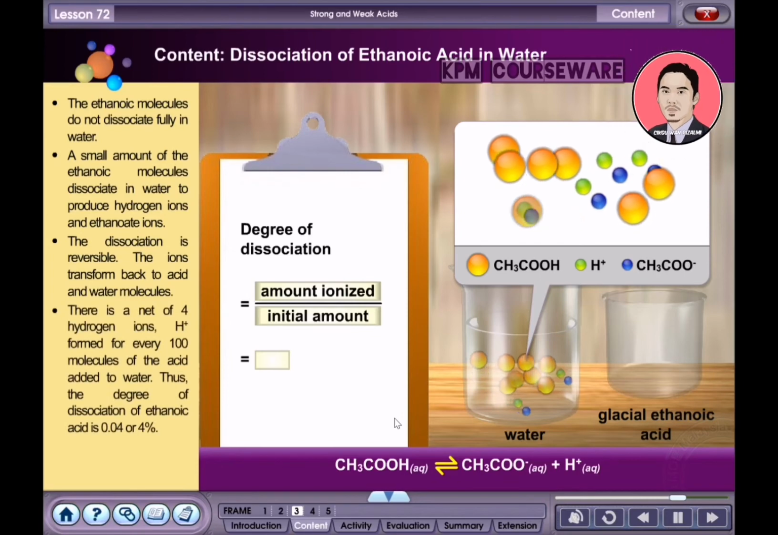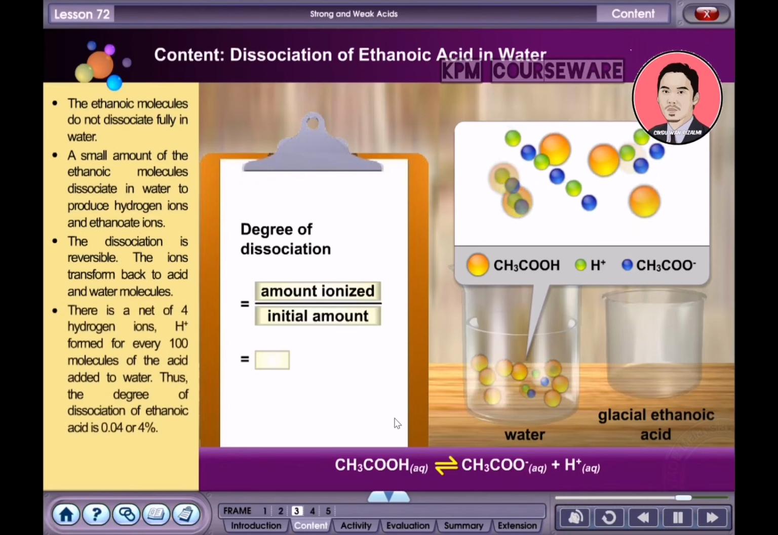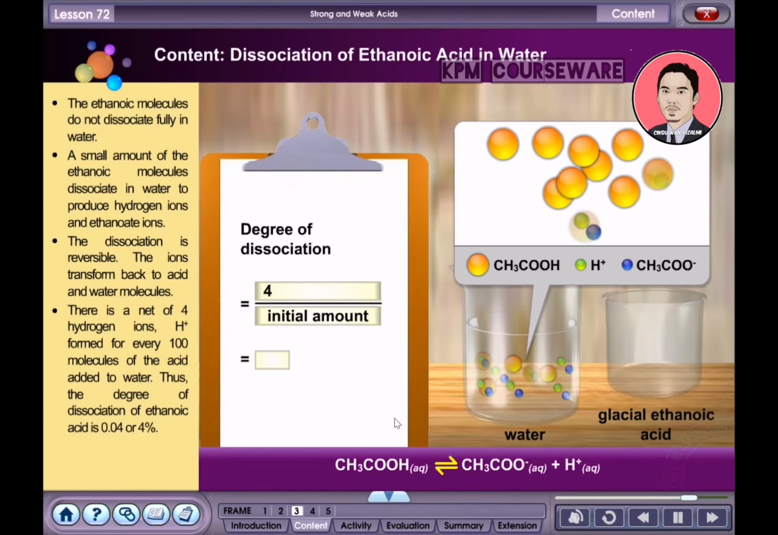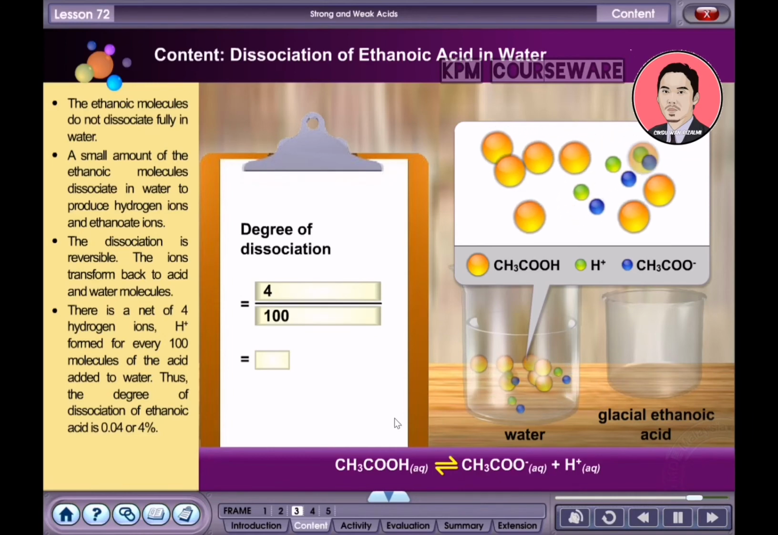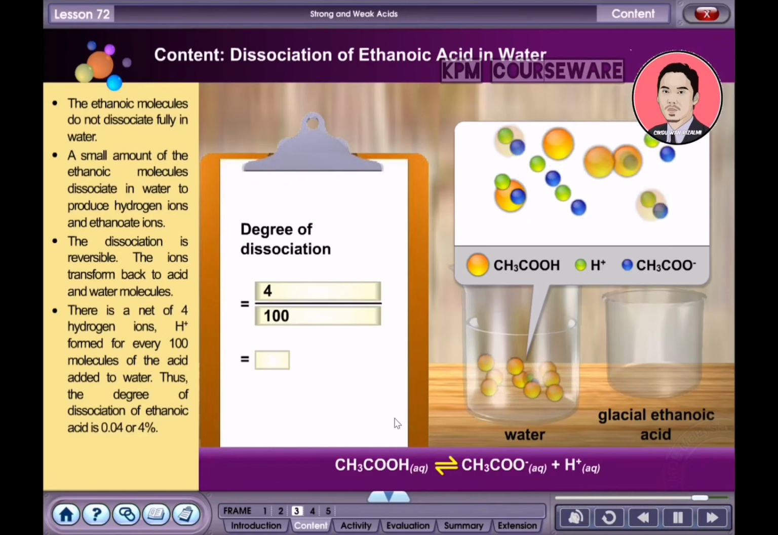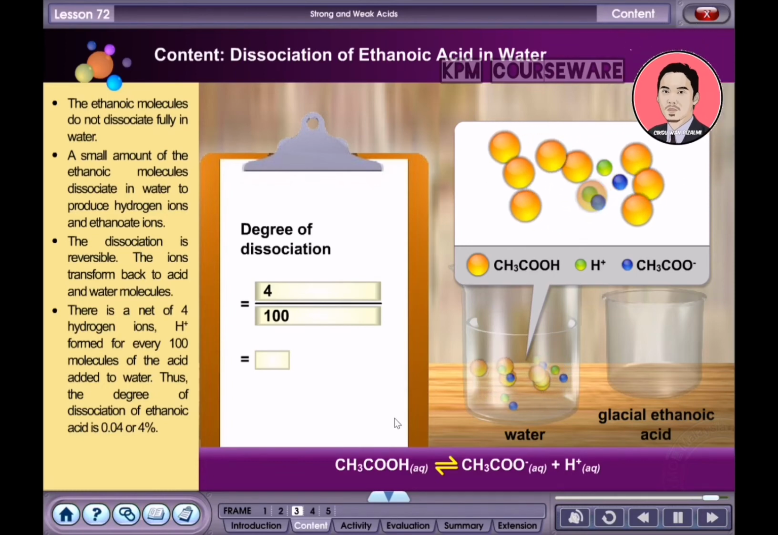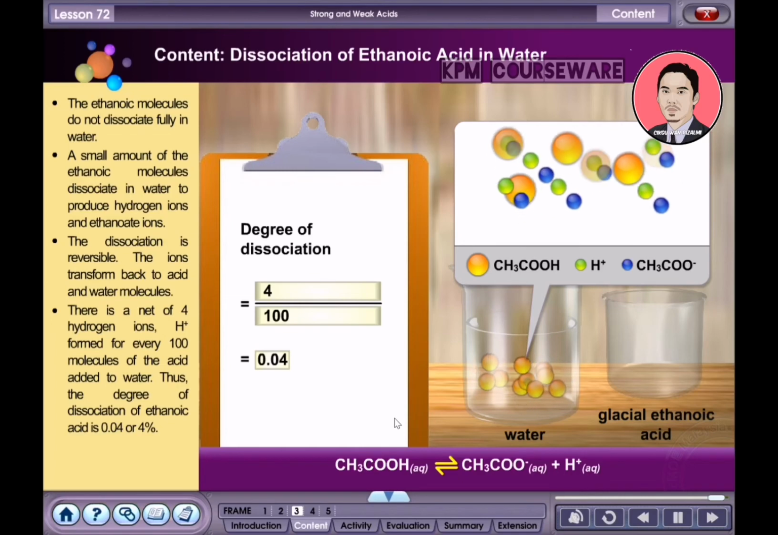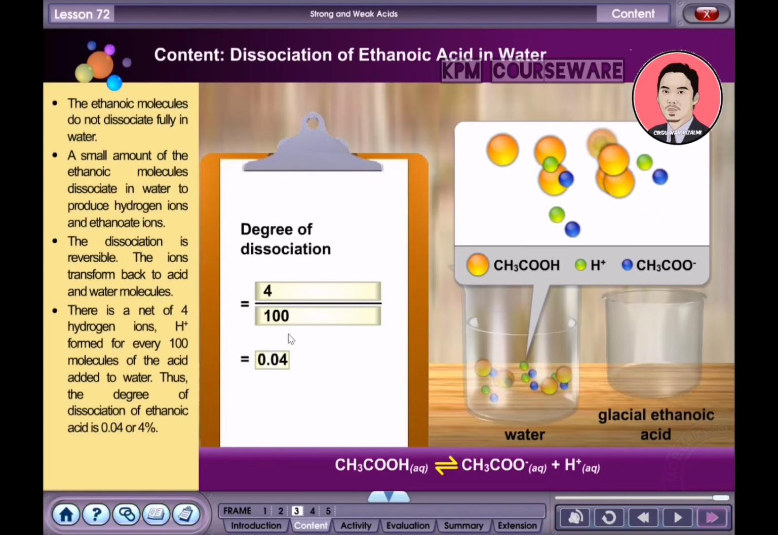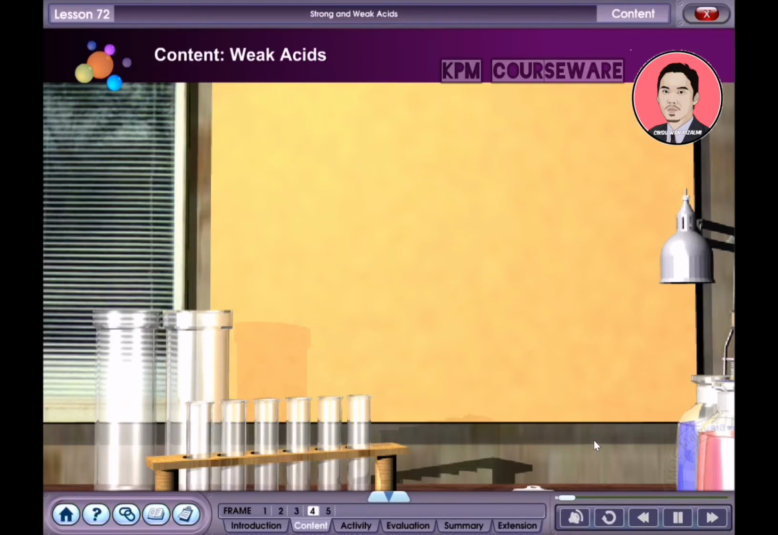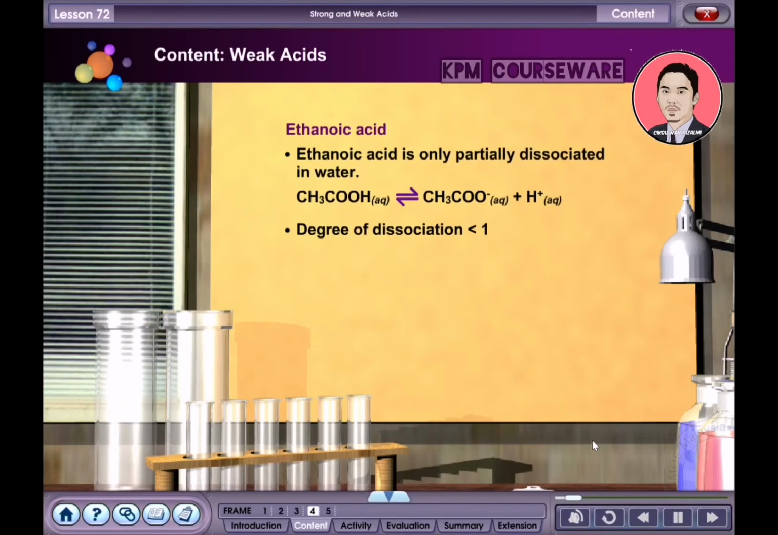In the case of ethanoic acid, there is a net of 4 hydrogen ions formed for every 100 molecules of the acid added to water. Thus, the degree of dissociation of ethanoic acid is 0.04 or 4%. The degree of dissociation of ethanoic acid is less than 1. We say that ethanoic acid is only partially dissociated in water.